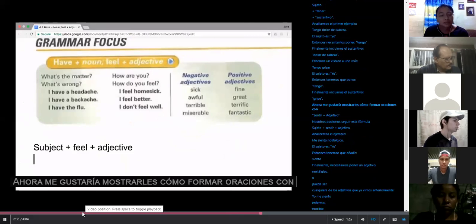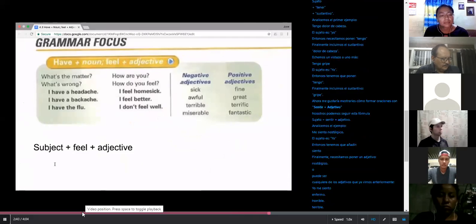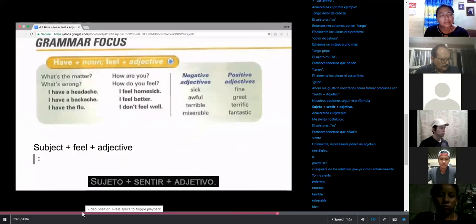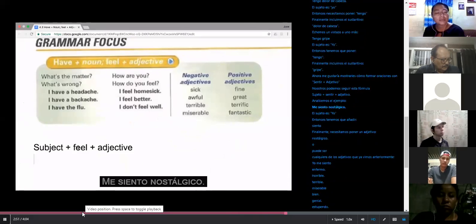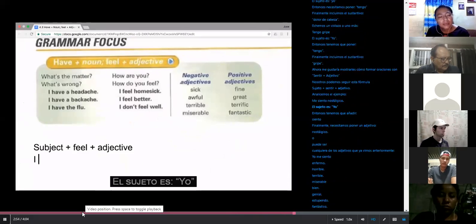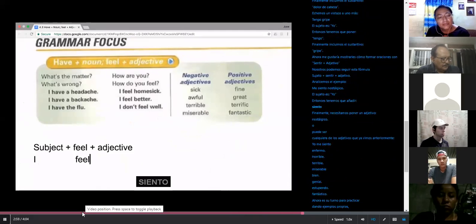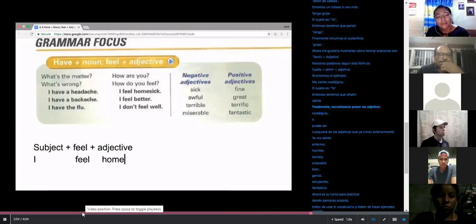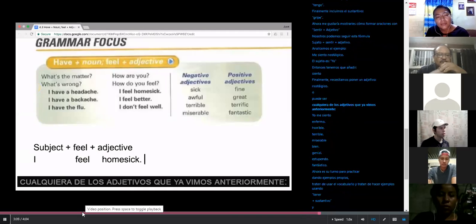Now, I would like to show you how to form statements with feel plus adjective. We can follow this formula. Subject plus feel plus adjective. Let's analyze the example, I feel homesick. The subject is I. Then we need to add feel. Finally, we need to put an adjective, homesick. Or it can be any of these adjectives towards the right.